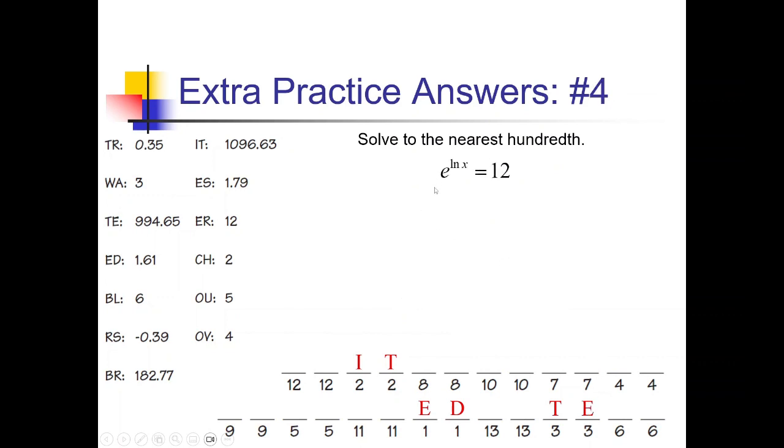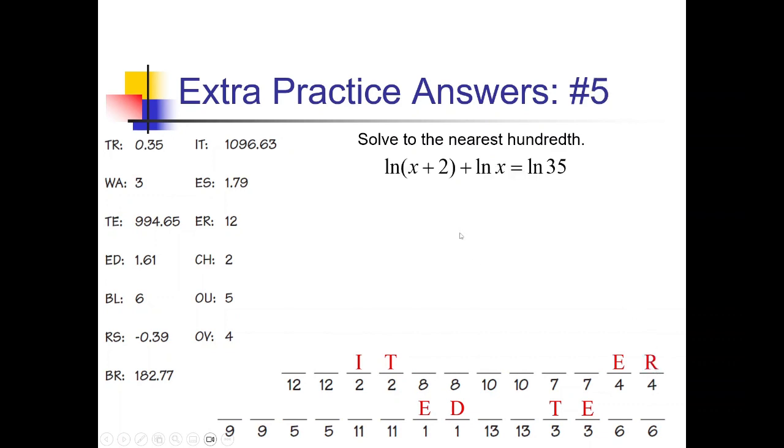For number 4, we have e to the ln of x equals 12. This is really just testing to see if you understand the relationship between e and ln, which is that they cancel each other out. So this literally just leaves us with x on the left side if we simplify it. And then, lo and behold, we've actually just solved the equation, x equals 12. So that's ER then, going in spot 4, so E and R.